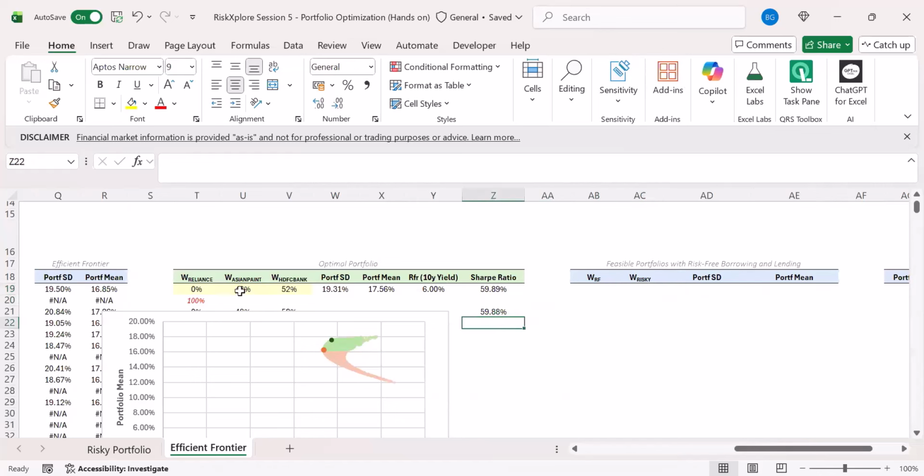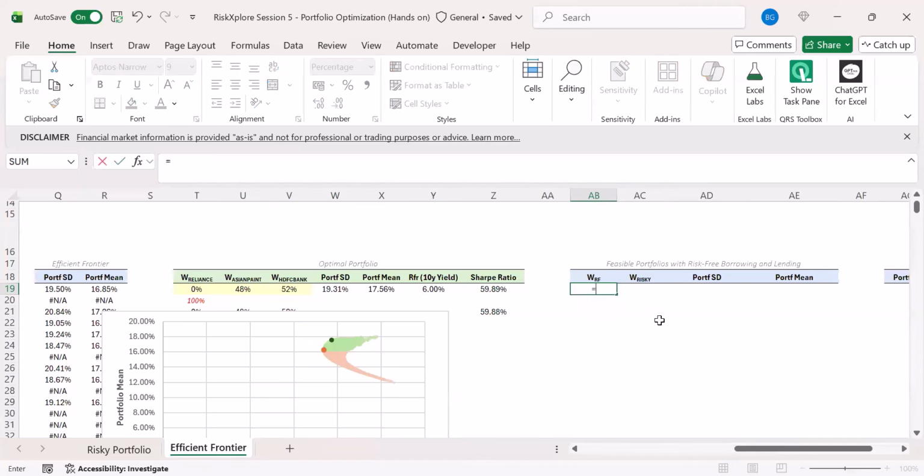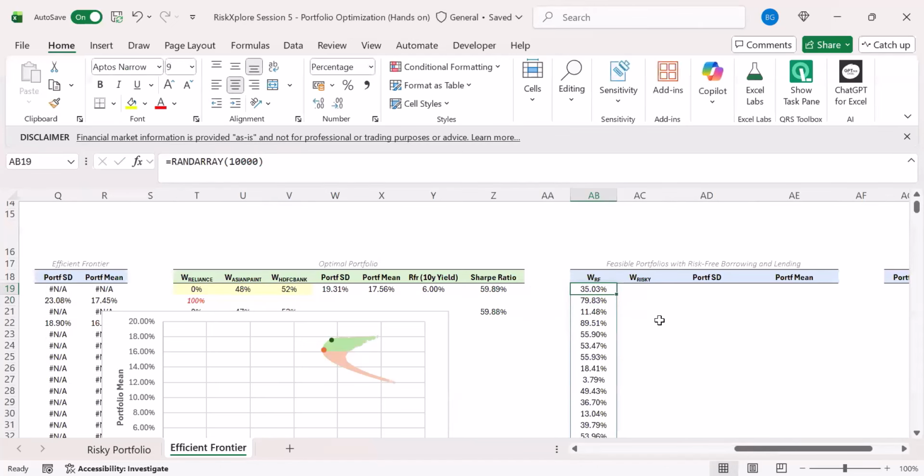If you see, this is the risky portfolio. When we are investing in these stocks, this is the risky portfolio. So how do we randomly assign weights? Again, for that we will simply use the RANDARRAY function here. RANDARRAY of, let's say we do 10,000 simulations again. So we have 10,000 random weights given to the risk-free asset.